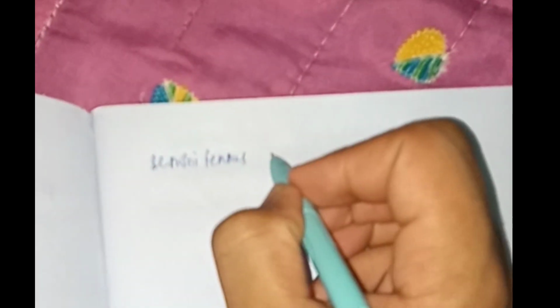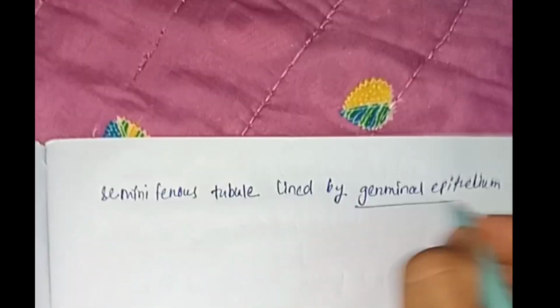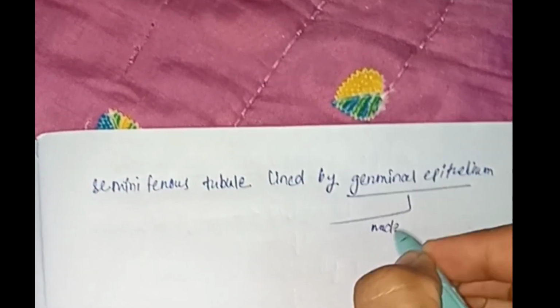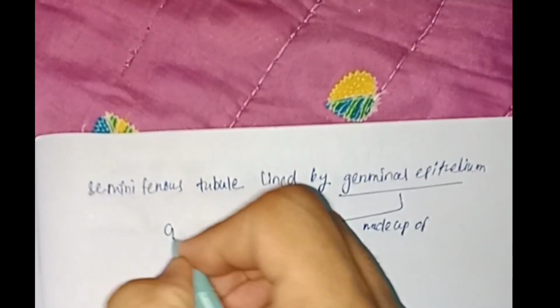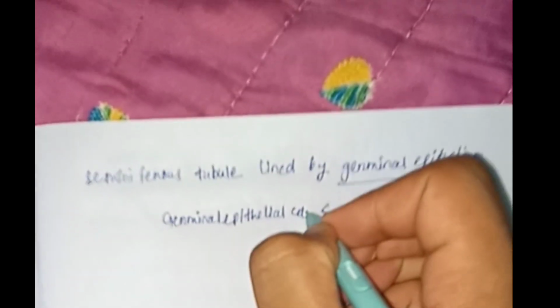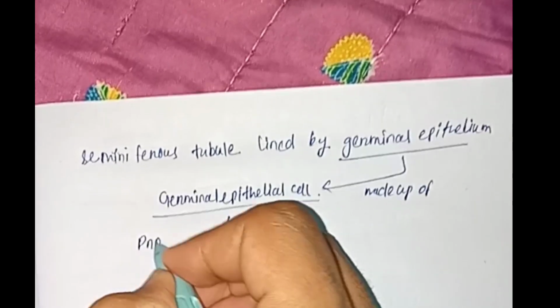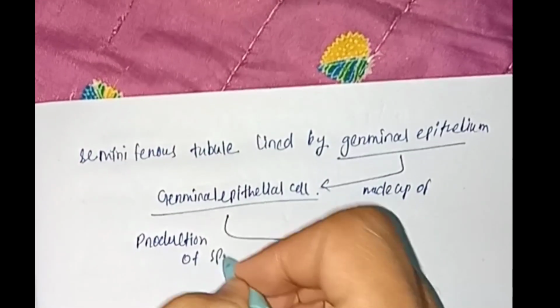Then seminiferous tubule lined by germinal epithelium made up of germinal epithelial cells, right, which is for production of sperm.